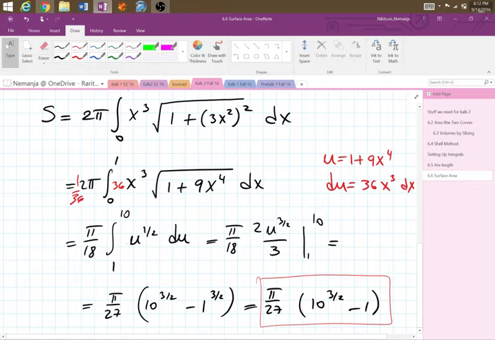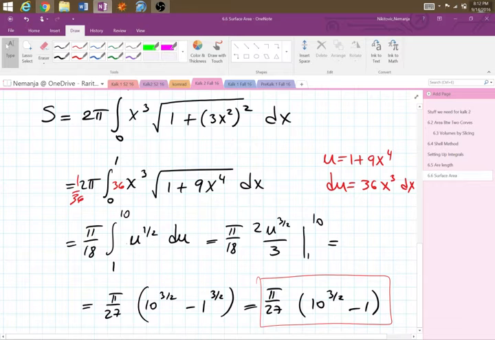And we start our integral as 2 pi integral 0 to 1, and then the function itself, which is x cubed, times the square root of 1 plus, in brackets, the 3x squared, and then everything squared, and then dx. I can square this one, so 2 pi, 0 to 1 of x cubed, and I have the square root of 1 plus 9x to the 4th dx.